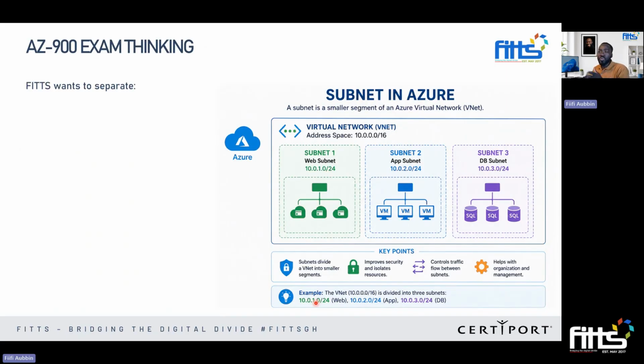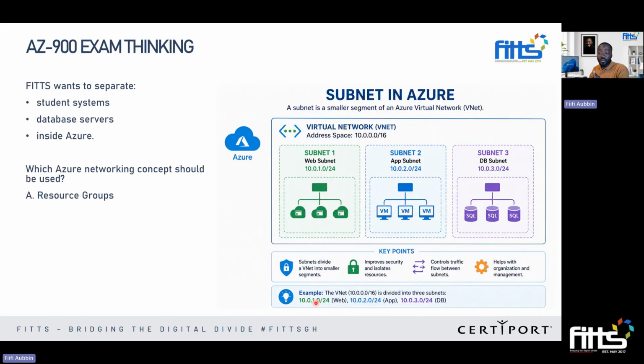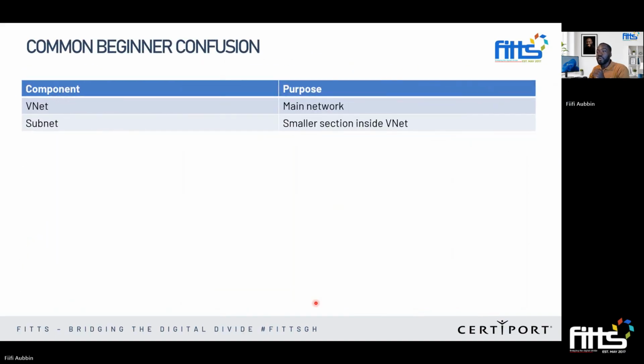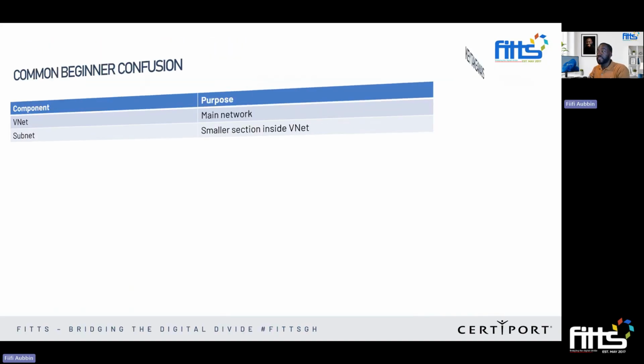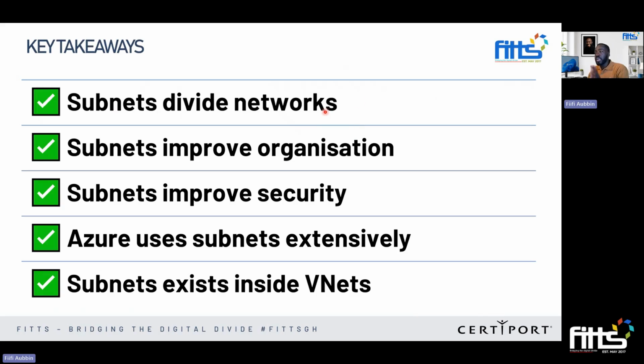So the exam thinking here is: FIT wants to separate student systems and database servers inside Azure. Which Azure networking concept should be used? Is it A, resource groups, B, subnets, C, DNS, D, public IPs? And the obvious answer here is subnets. So not to make it overly complicated, VNet is the main network, and the subnet will be the smaller section inside your VNet. So what's the key takeaway here? Subnets divide networks, subnets improve organization, and subnets also improve security. At the same time, Azure uses subnets extensively, and subnets exist inside a VNet.